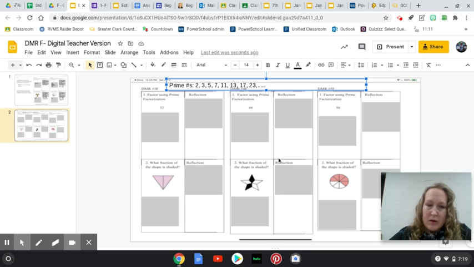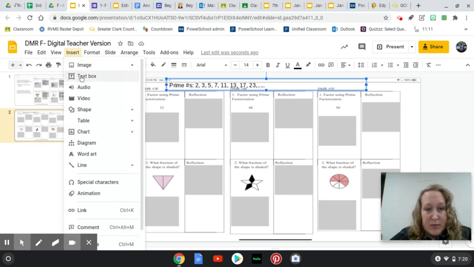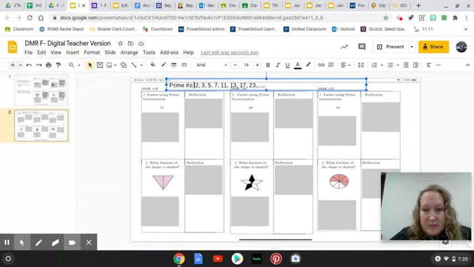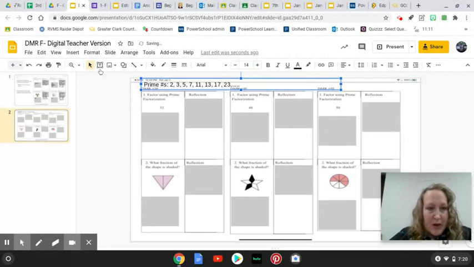Good morning. We are doing DMR F number 3. I have inserted a text box and typed in the prime numbers so that I can easily refer to it when I go to factor these new numbers to see what the prime numbers are. I may move it around as I'm zooming in, but so that I can refer back to it.